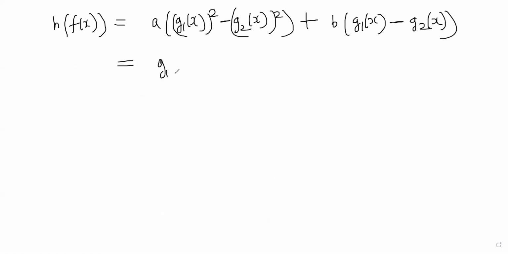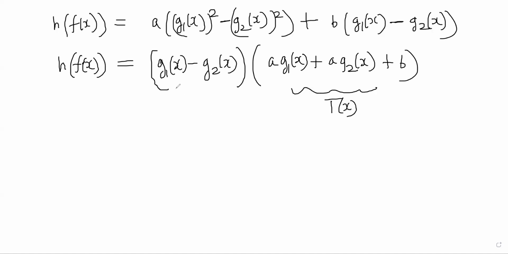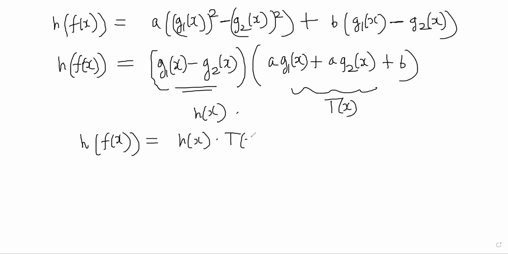And then finally, we can take common g1(x) minus g2(x), and we are getting a g1(x) plus a g2(x) plus b. This is my h(f(x)). So let's call this t(x), and we have this same as h(x). So we are getting the result h(f(x)) is equal to h(x) times t(x). At this step, we can try to compare the degrees on both sides.